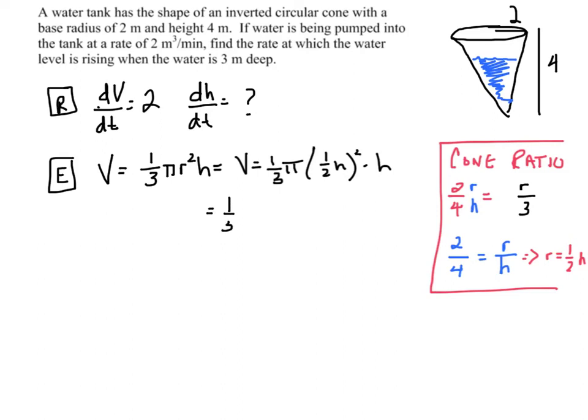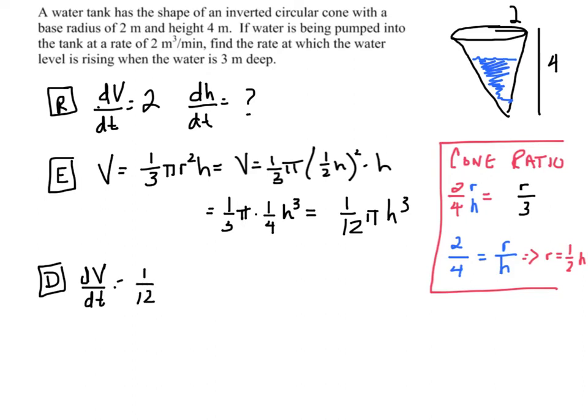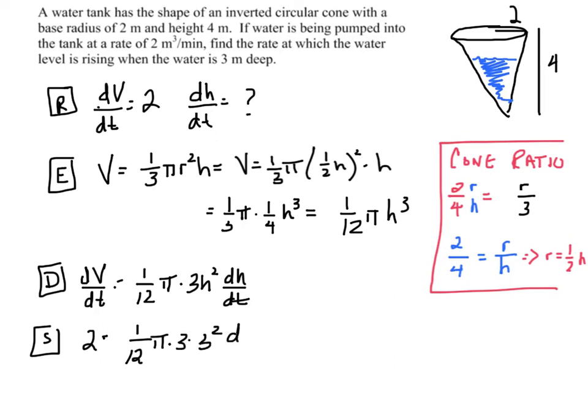Okay, 1/3 pi multiplied by 1/4 h cubed, because h squared times h. Okay, this becomes 1/12 pi h cubed. So as I do the derivative, dv dt is equal to 1/12 pi times 3h squared dh dt. I substitute what I know. So we have 2 equals 1/12 pi times 3 squared dh dt.